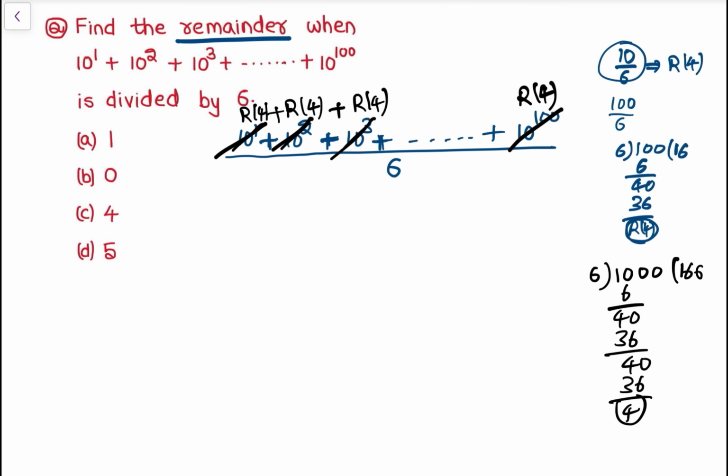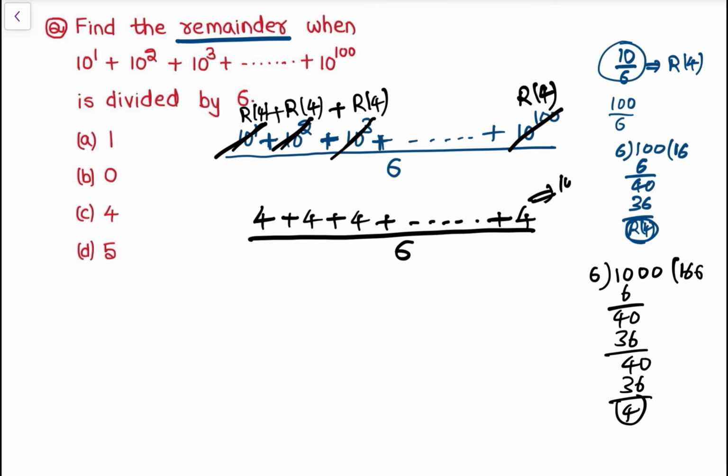So now we have got 4 plus 4 plus 4 plus so on plus 4, divided by 6. Now how many times is 4 coming? This is 100 times, 100 times 4. So that is 4 into 100 upon 6, that is 400 upon 6.